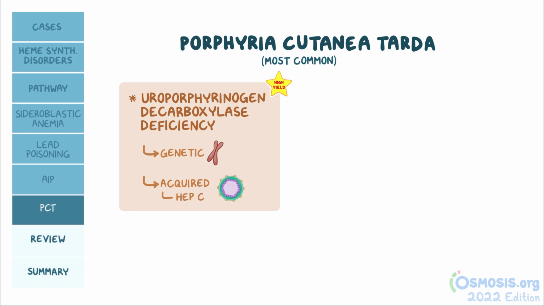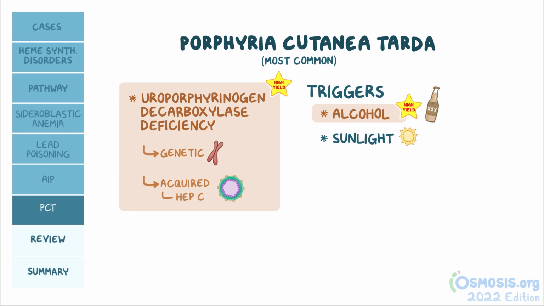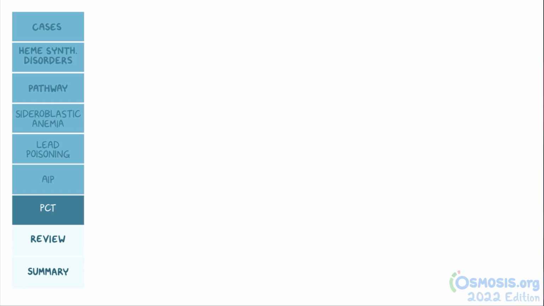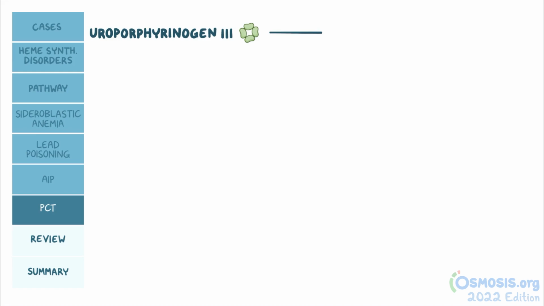A high-yield similarity with acute intermittent porphyria is that symptoms of porphyria cutanea tarda can be triggered by alcohol consumption, as well as sunlight exposure, and having an excess of iron in the blood for any reason. However, in a test question, keep in mind that unlike acute intermittent porphyria, porphyria cutanea tarda is not triggered by medications that induce cytochrome P450. In any case, uroporphyrinogen 3 can't be converted to coproporphyrinogen 3.